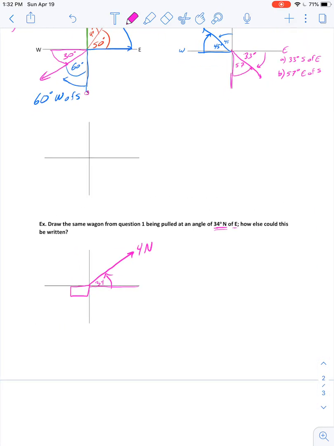Okay, so this is just kind of an FYI for when in the future you get to vector diagrams and you need to use angles with your vectors.